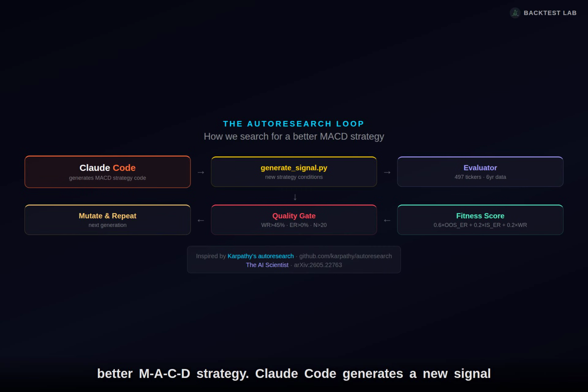Claude Code generates a new signal function, a Python function with MACD conditions. The evaluator tests it across 497 tickers over 6 years of data. It computes per trade win rate and expected return. If the strategy passes the quality gate, it joins the population. The best survivors are mutated into the next generation. Repeat 40 times. This loop is inspired by Karpathy's auto-research project and the AI scientist paper. Closed loop: code generation, evaluation, selection, mutation.